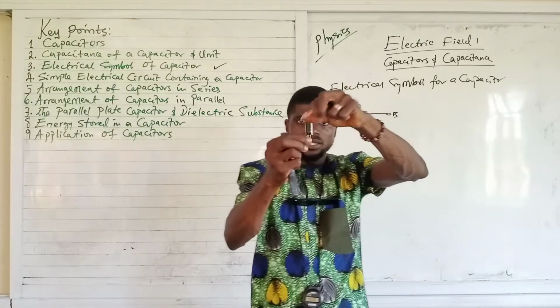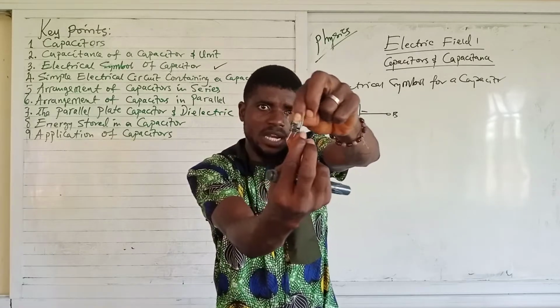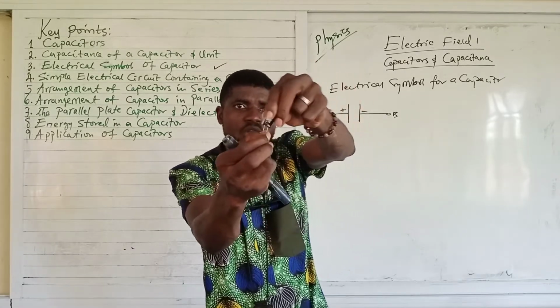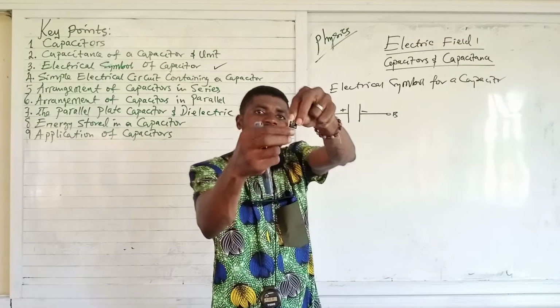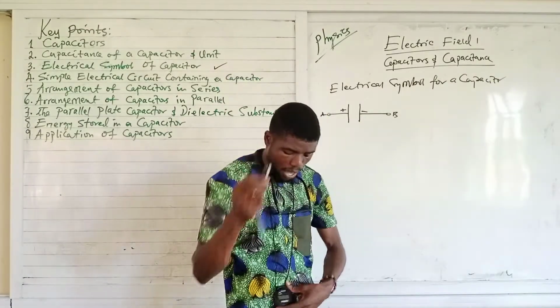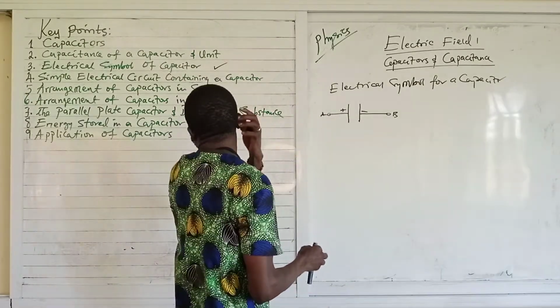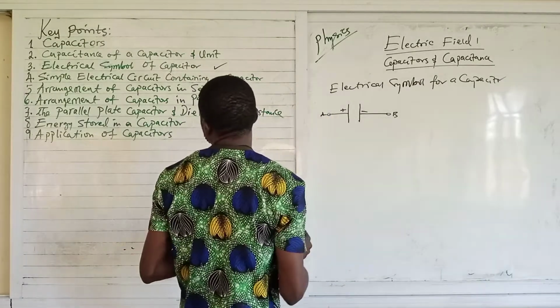If you look at this one, this leg is longer than the other leg. The leg that is longer is called the positive leg, and then the shorter one is called what? The negative leg. So a capacitor has polarities. Are we good? So this is the electrical symbol for the capacitor.